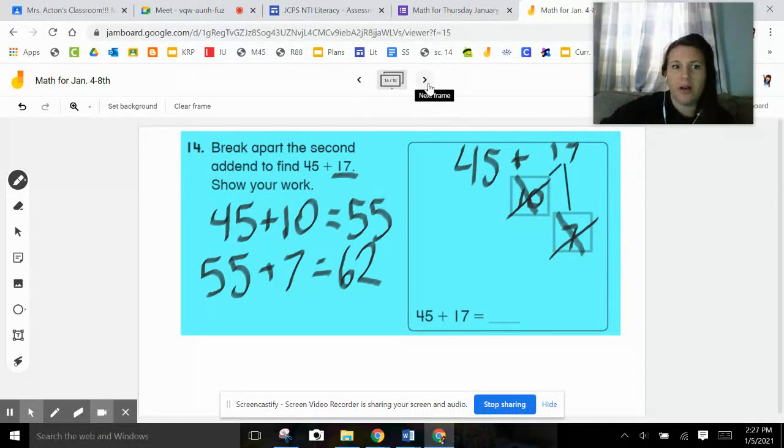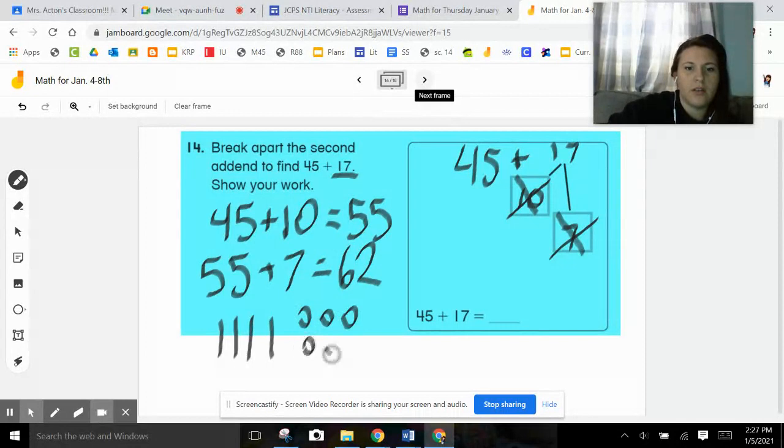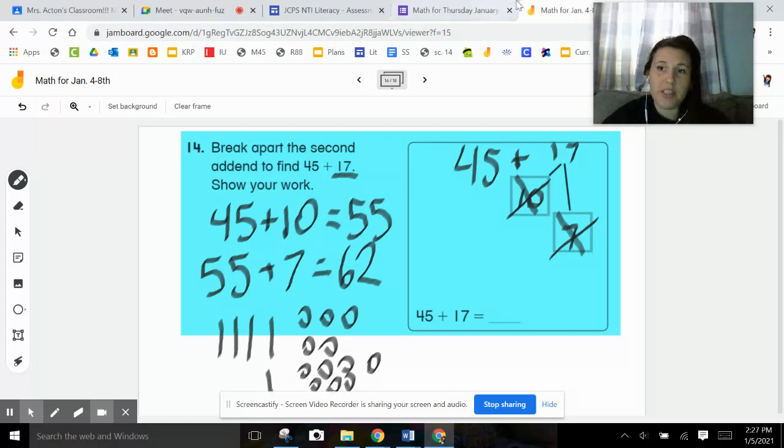Check your work by using models. So you can always do 45 plus 17 and add all those up and see if you get 62 with that too to check your work.